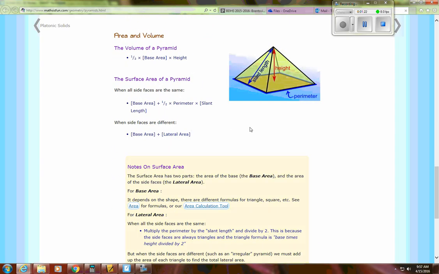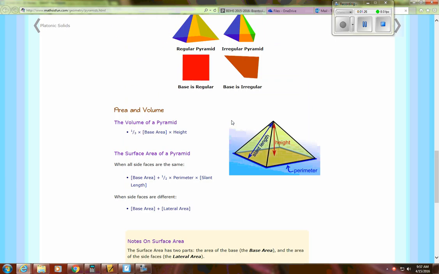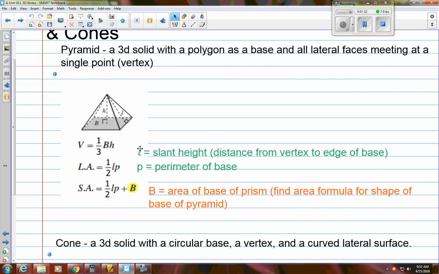And the area and volume formulas are given to us, of course, on the formula sheet right here. And the one thing that's different is this lowercase letter L, which stands for the slant height. The slant height is the distance from the vertex to the edge of any one of the bases. So the distance that your butt would take if you were to slide from the top of the pyramid all the way down one of the faces.